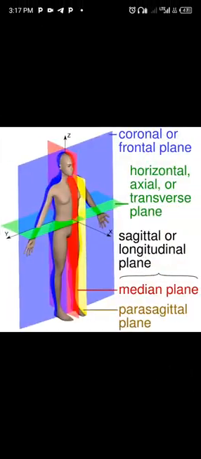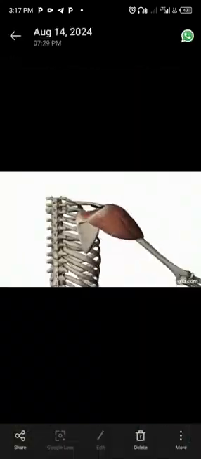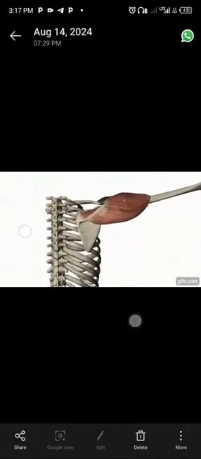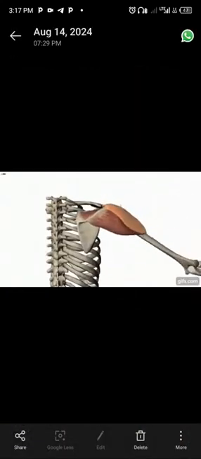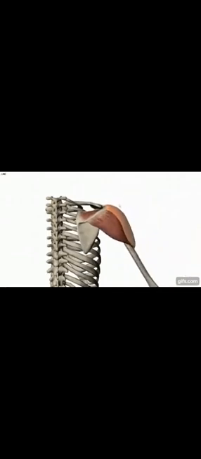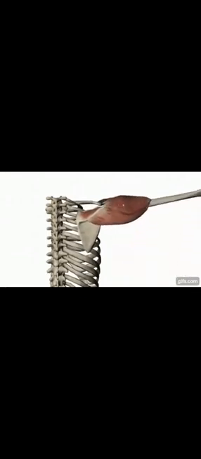So this is abduction and adduction being demonstrated by the shoulder. You can see this is adduction. Going up is what? Abduction. Adduction, abduction. So simple as that.